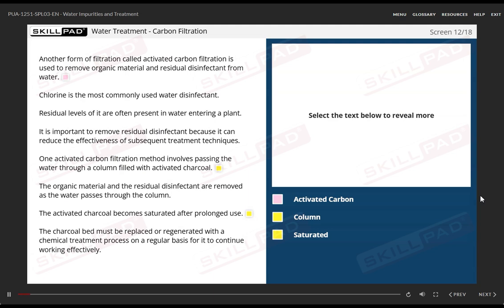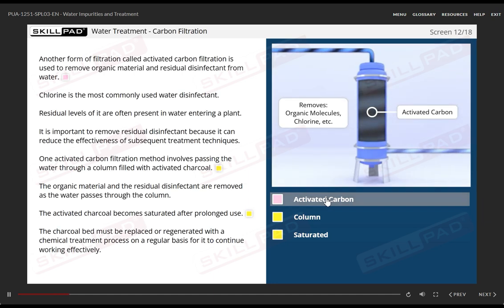Water treatment, carbon filtration. Another form of filtration, called activated carbon filtration, is used to remove organic material and residual disinfectant from water. Chlorine is the most commonly used water disinfectant. Residual levels of it are often present in water entering a plant. It is important to remove residual disinfectant because it can reduce the effectiveness of subsequent treatment techniques.